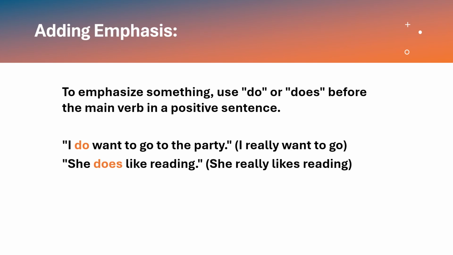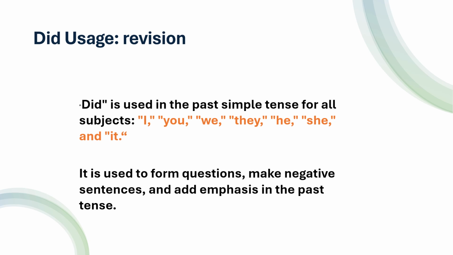How to add emphasis? To emphasize something, we will use do or does before the main verb in the positive sentence. For example, I do want to go to the party. That means I really want to go to the party. She does like reading. It means that she really likes reading. As the subject is she, we will use does, and in the first example, subject is I, so we will use do.